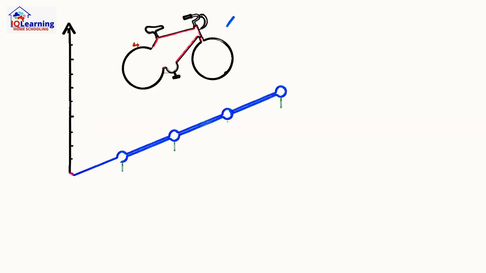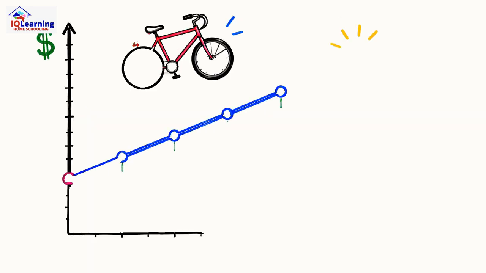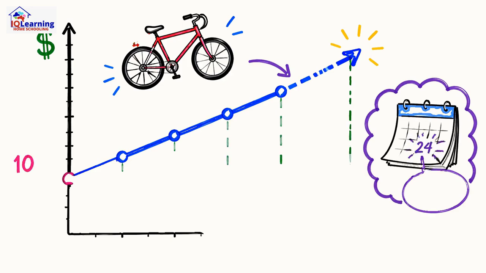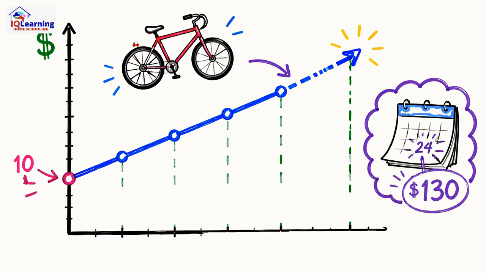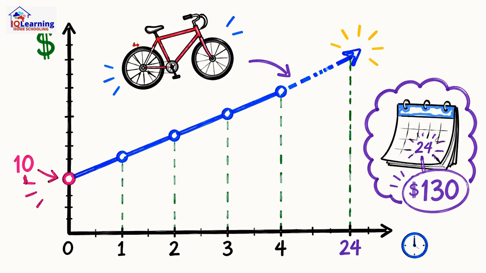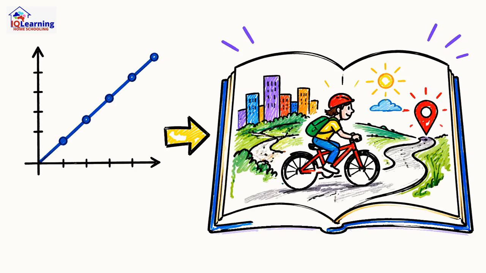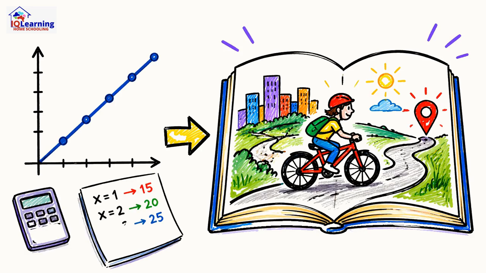This is incredibly useful. Imagine that bike rental costing $10 up front plus $5 an hour. The graph instantly shows you the total cost at any moment. You can predict the price for a full day without doing endless calculations. You're not just solving a problem, you're seeing the entire relationship. You're turning numbers into a story.